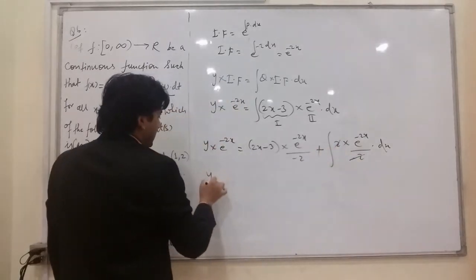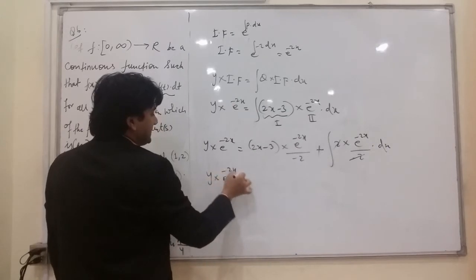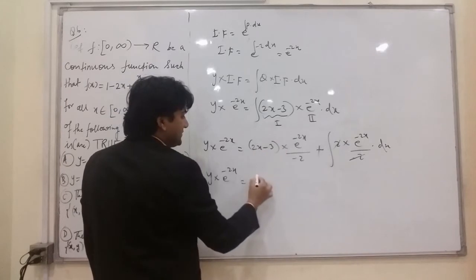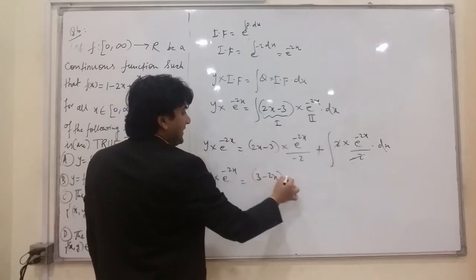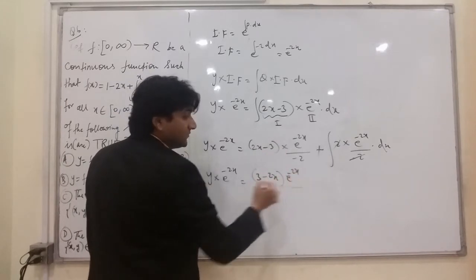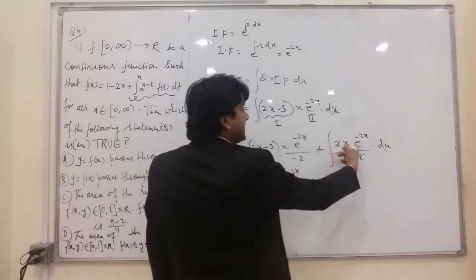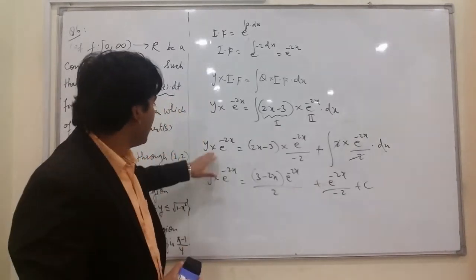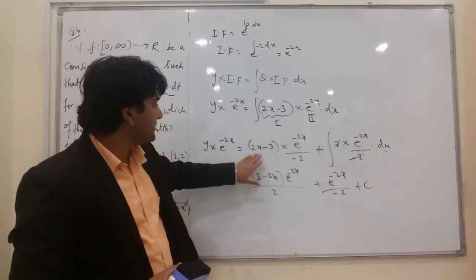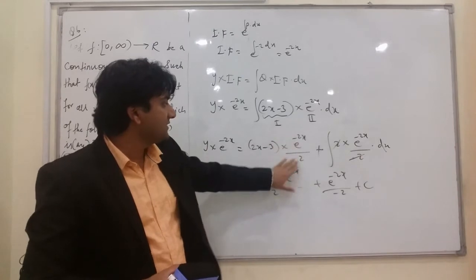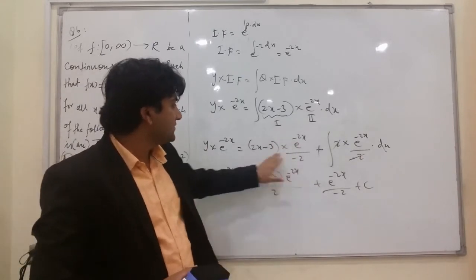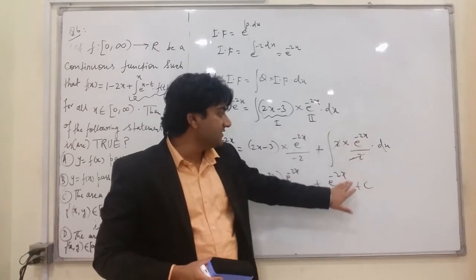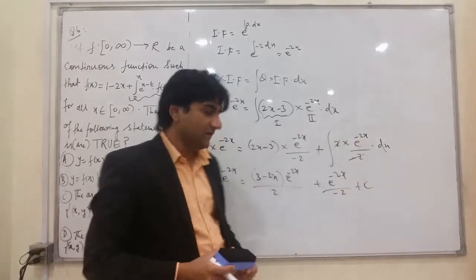So I got y times e raised to minus 2x. This minus means 2x minus 3 will convert to 3 minus 2x, and this is e raised to minus 2x over 2 now. And this is again e raised to minus 2x, integration is e raised to. Okay, so y times e raised to minus 2x equals 2x minus 3 times e raised to minus 2x over minus 2. So this minus 2 means 3 minus 2x. E raised to minus 2x integration is e raised to minus 2x over minus 2 plus c.